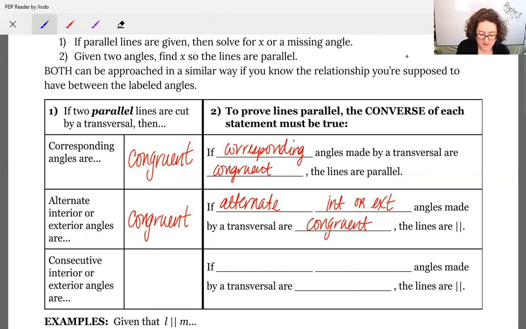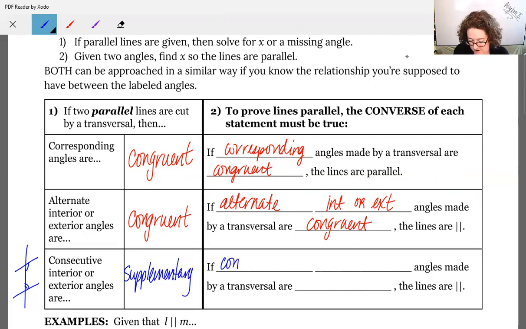And then our last one is if we have consecutive interior or exterior angles. Again, consecutive meant they were on that same side of the transversal. So if one's acute and one's obtuse, there's no way they can be congruent. So our other property that we had was that the angles were supplementary. So if consecutive, and again, it's either interior or exterior, both have the same property. If those angles made by a transversal are supplementary, let's spell that correctly, shall we? Supplementary. Then the lines are going to be parallel.